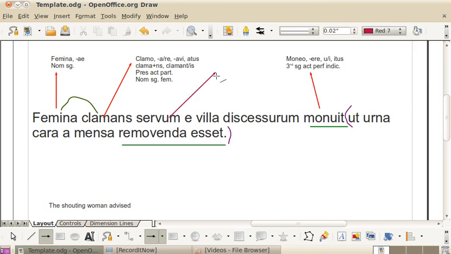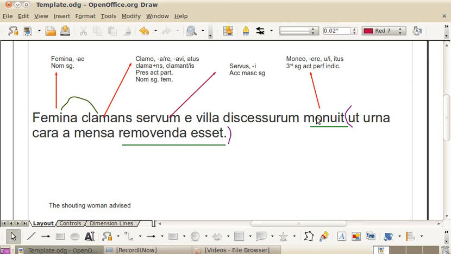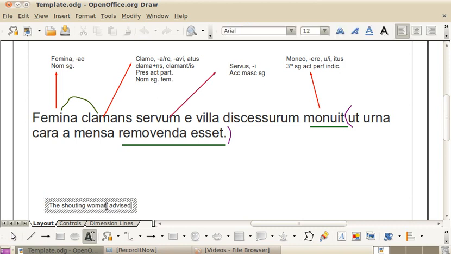Our next word in the sentence is servum. Okay, servum is a noun, comes from servus, servi. That's a second declension noun. It's in the masculine gender, and the -um indicates that it is in the accusative case. So this is servus, accusative masculine singular, and the accusative is the case of the direct object. So it's likely that servum is functioning as the direct object of the verb monoid. The shouting woman, or the woman shouting, or however we want to configure that, advised the servant.